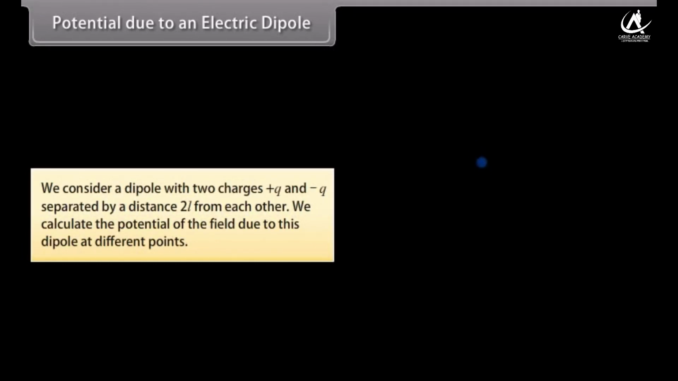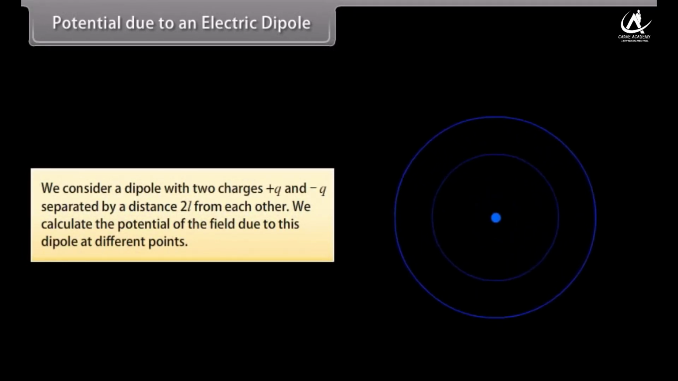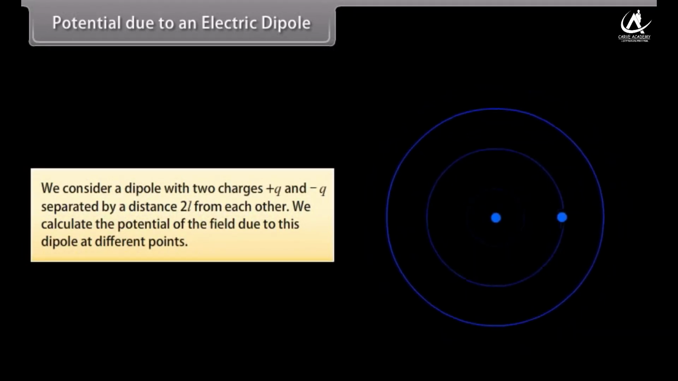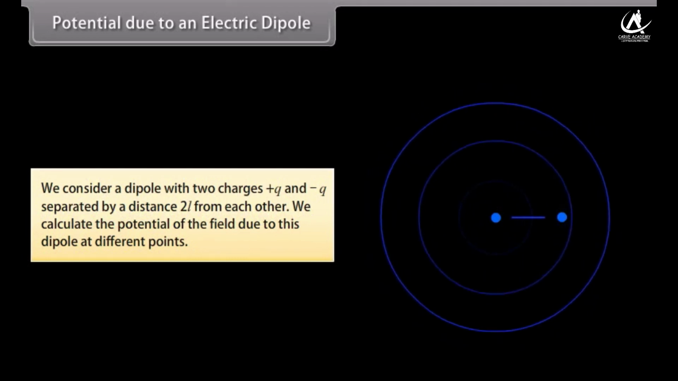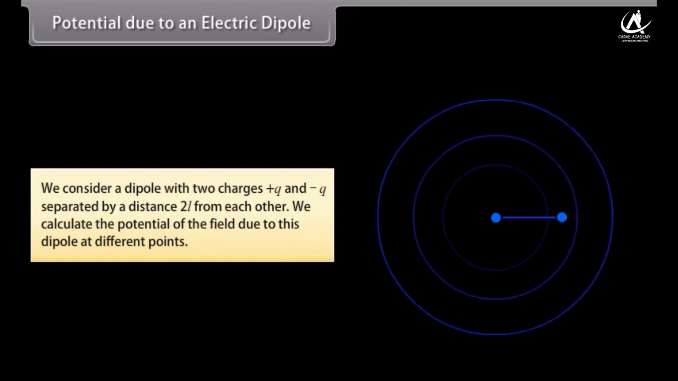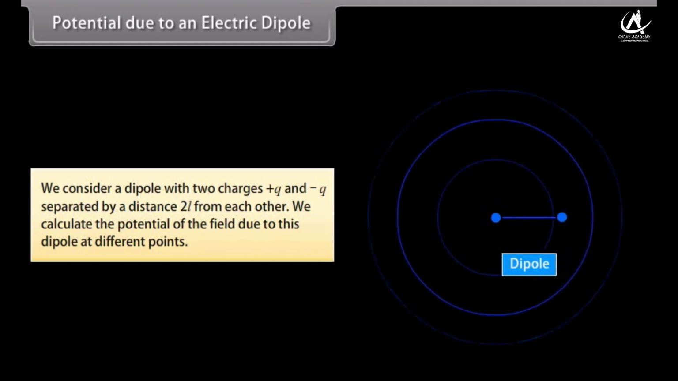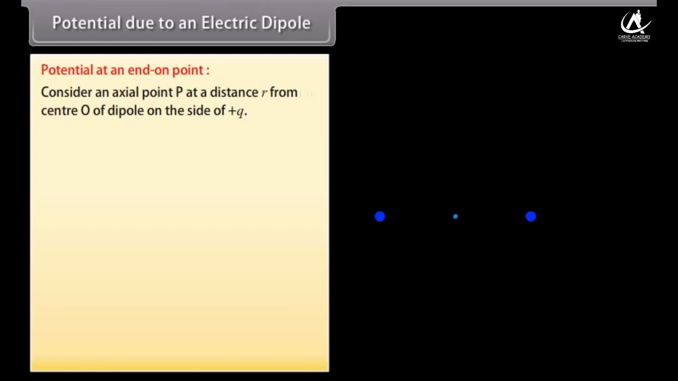Potential due to an electric dipole. We consider a dipole with two charges, +Q and −Q, separated by a distance 2l from each other. We calculate the potential of the field due to this dipole at different points. Potential at an end-on point. Consider an axial point P at a distance r from center O of dipole on the side of +Q.